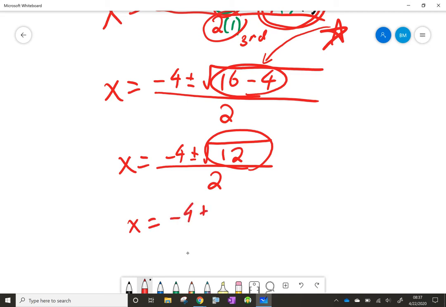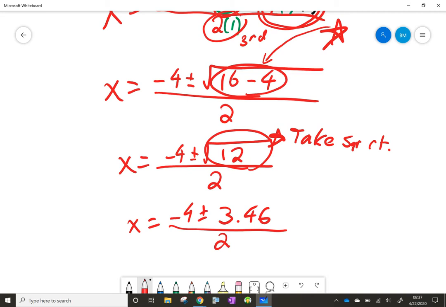Negative 4, of course, still there, plus minus. Now there's no square root because we're doing the square root as part of this calculation. We're taking the square root. So it's not going to be a square root anymore. It's just going to be a regular 3.46. Okay? All divided by 2 again.